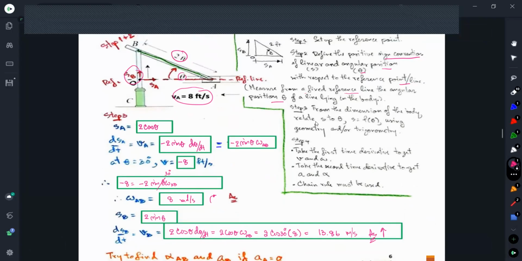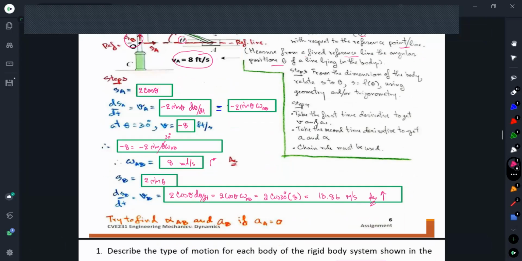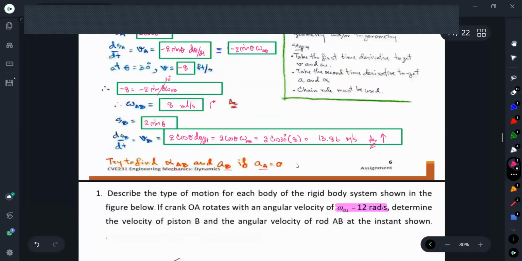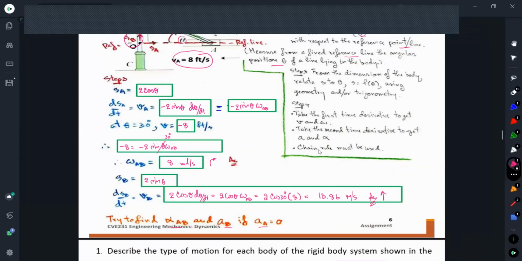I will leave it to you to try this problem again by determining alpha AB and the acceleration at point B, if we set the acceleration of point A equal to 0. You may find the solution by yourself. So for this problem, do you have any questions?